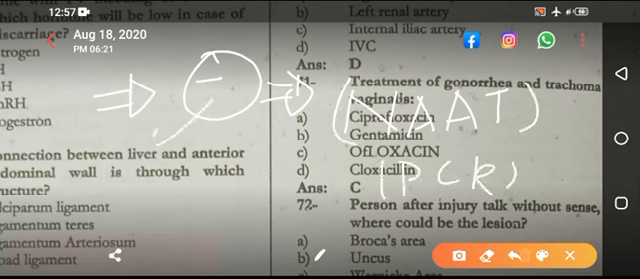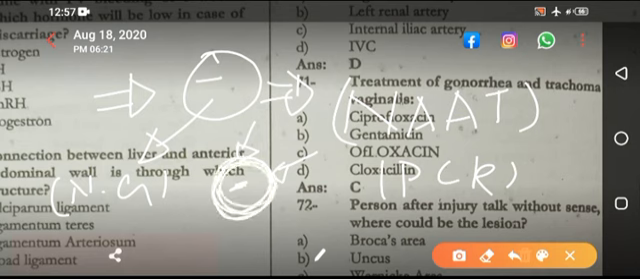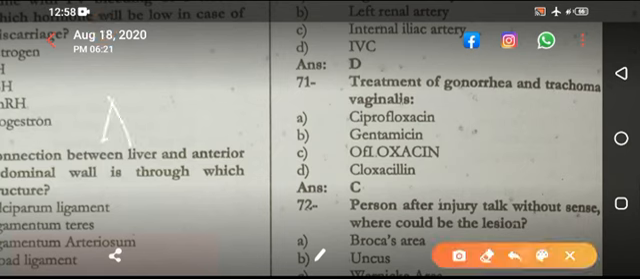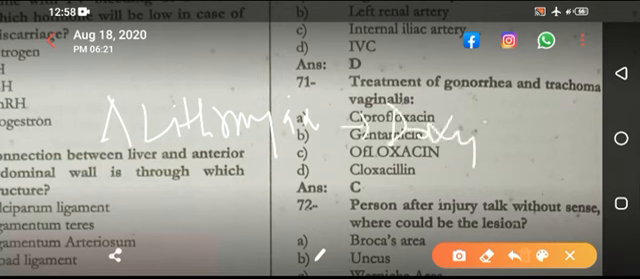Why? Because if negative, it excludes Neisseria gonorrhoeae. For chlamydia, the gram stain is negative because chlamydia is intracellular, so it does not take the stain. So if they ask why it is not identified on gram staining, the answer is because it is intracellular. So the best test for it is nucleic acid amplification test or PCR. And what is the best treatment? The best treatment is azithromycin. If that is not in the option, then choose doxycycline.